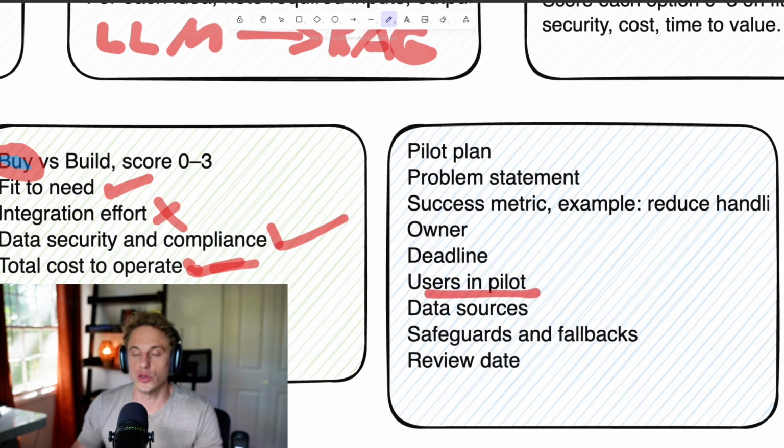What users are we going to use in the pilot? Usually a business will have favorite customers, or customers that have been around for a long time, that they have great relationships with, that they can plug into this pilot and use as a test and an experiment.